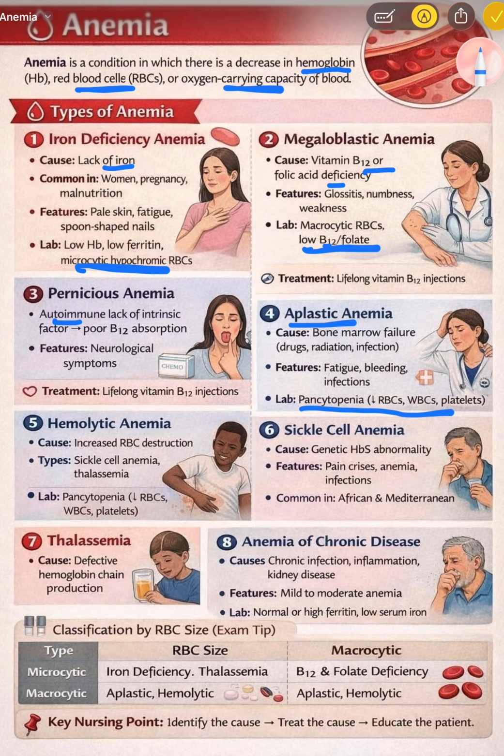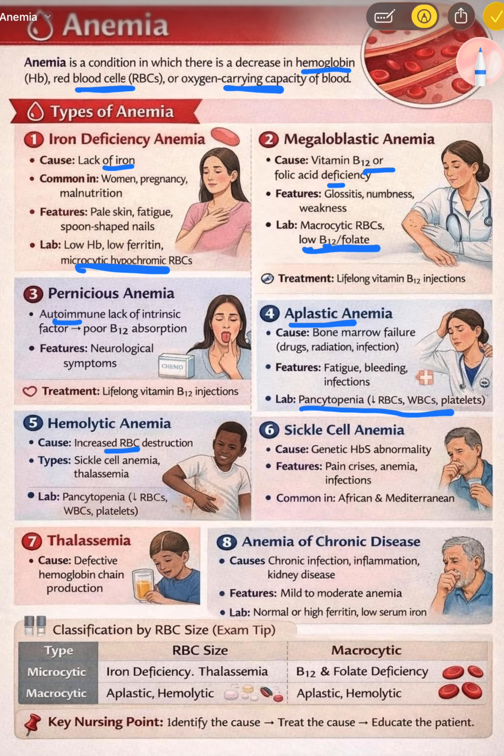and platelets. Hemolytic anemia. There is increased RBC destruction in hemolytic anemias. The types are sickle cell anemia and thalassemia. In labs, there will be pancytopenia, that is decreased RBCs, WBCs, and platelets.